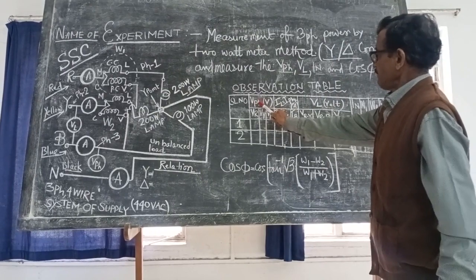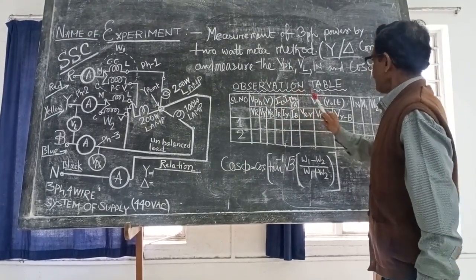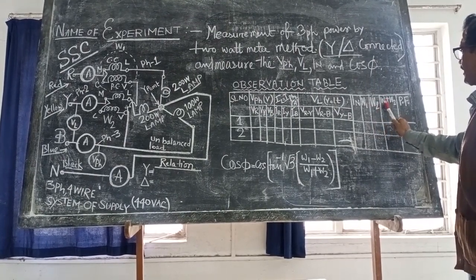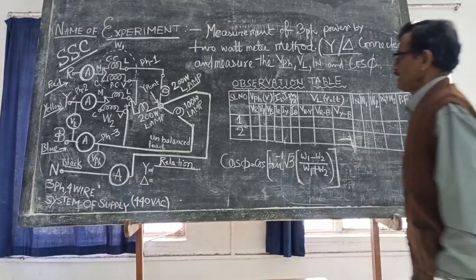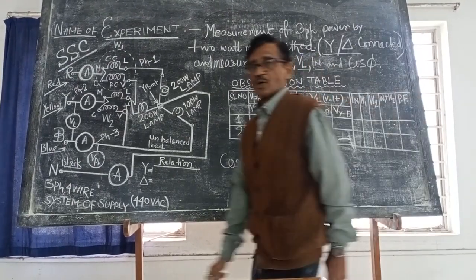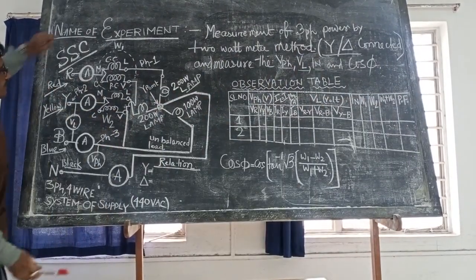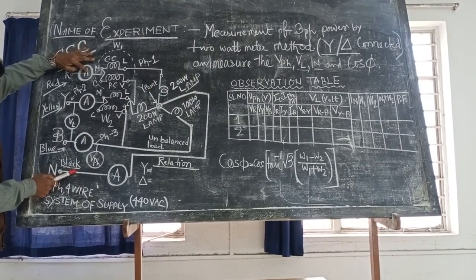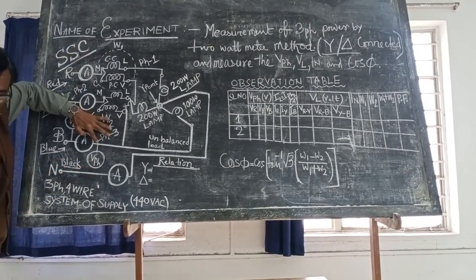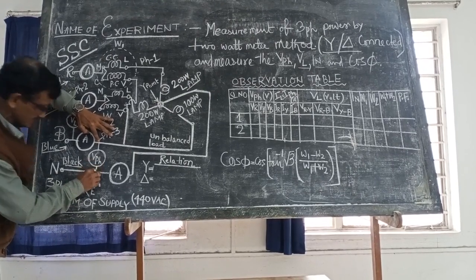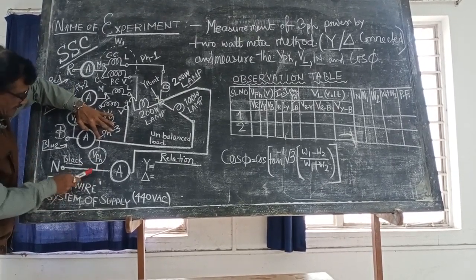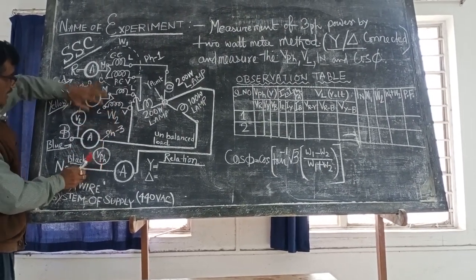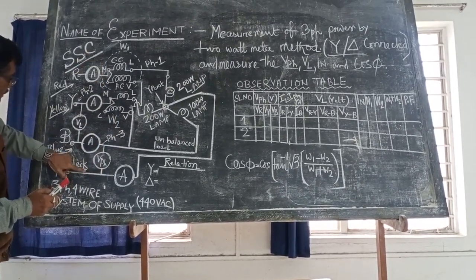Here the observation table is given: V phase, I phase, IL, VL, W1, W2, W1 plus W2 and PF. Here V phase means the phase voltage. The voltage between any phase and neutral is known as the phase voltage. We can measure the phase voltage between any phase and neutral.